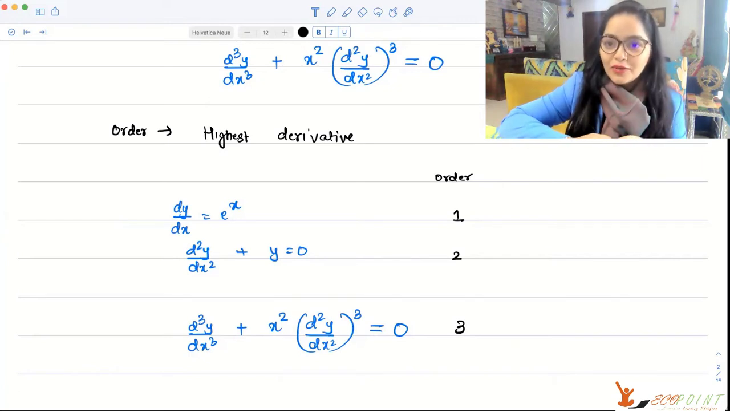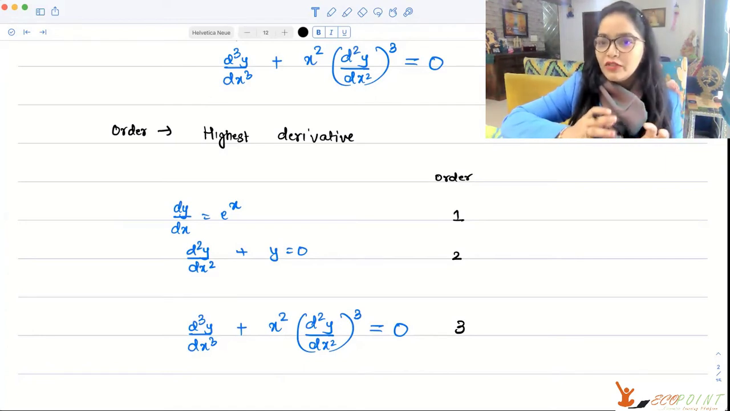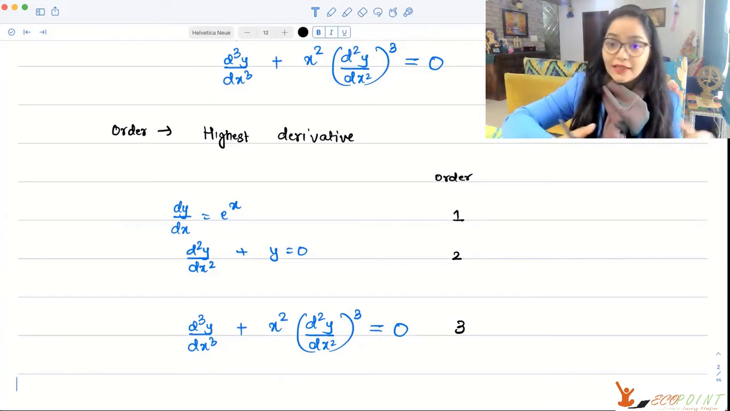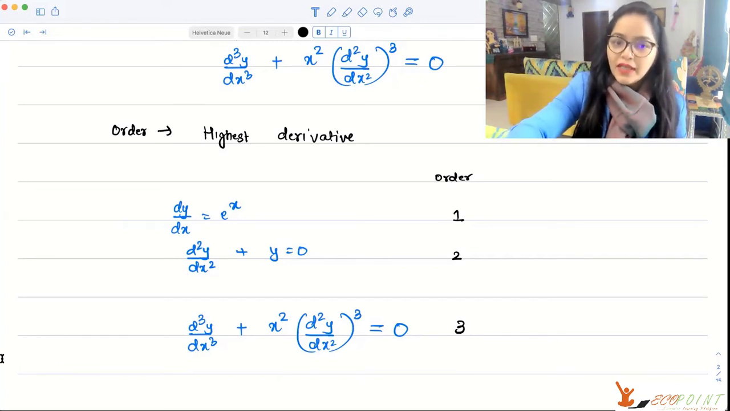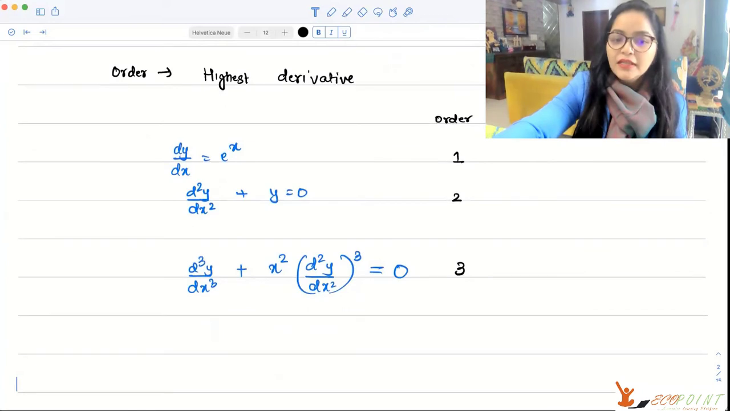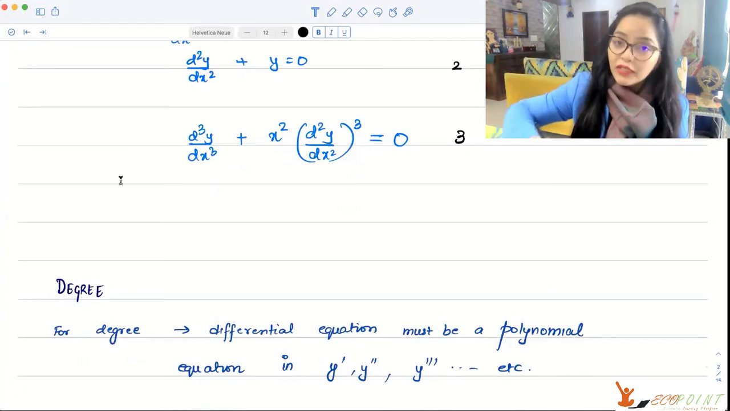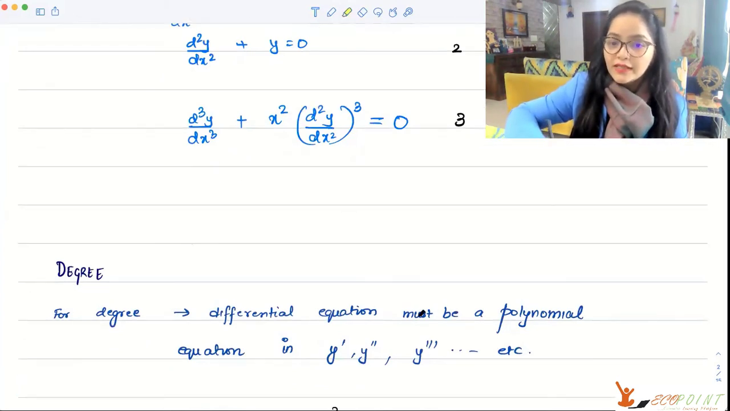There's another important word out here, another important vocabulary for you, which is the degree of a differential equation. Now, the word degree, generally we associate it with polynomials. So here also, when your differential equation is like a polynomial, the degree is the highest degree of the polynomial, right? So let me pick up some examples, and it could be clearer to us. For degree, the differential equation must be a polynomial equation. That's the first and foremost thing, as I told you.